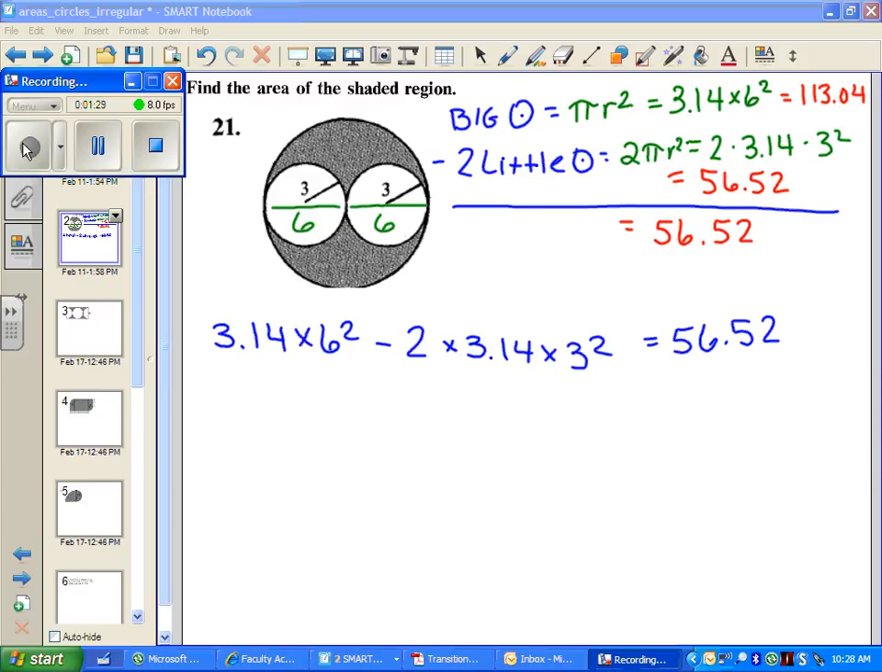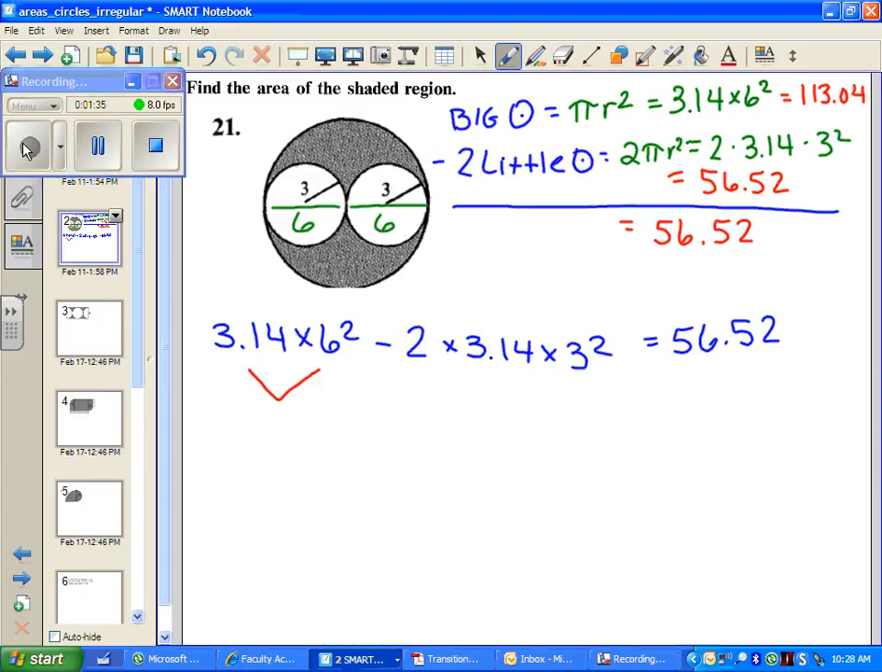Or we can put it straight into our calculator. We can put the area of the big circle, 3.14 times 6 squared, minus the area of the 2 little circles. So that's 2 times 3.14 times 3 squared, and hit equals. And you can put it straight in because the order of operations will do the multiplication and the exponents before it does the subtraction, which is what we want it to do.